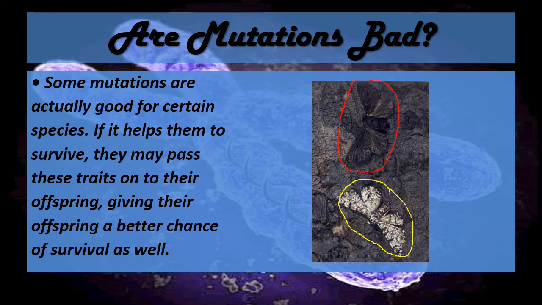It wasn't that they could decide to be black. It was, oh, all of a sudden the ones that were a little bit darker survived and passed along those traits. Those traits got passed along and along and along until the moths mutated to a new color.